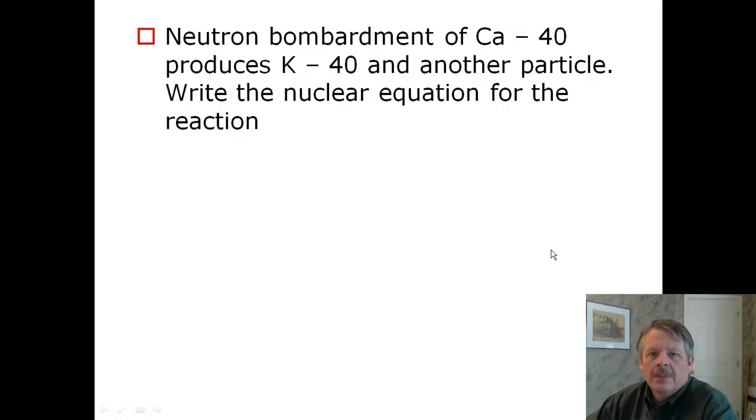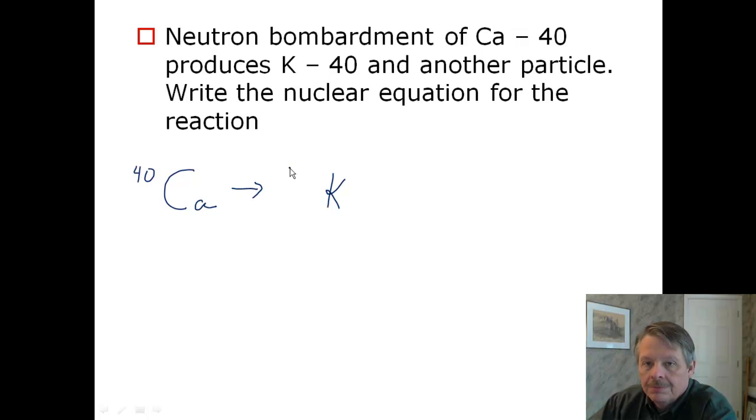All right, let's try that again. We have calcium-40 producing potassium-40 and another particle. So let's go and write this equation. This is stuff we need to be able to do. So we have calcium-40, which is producing potassium-40 and something else.